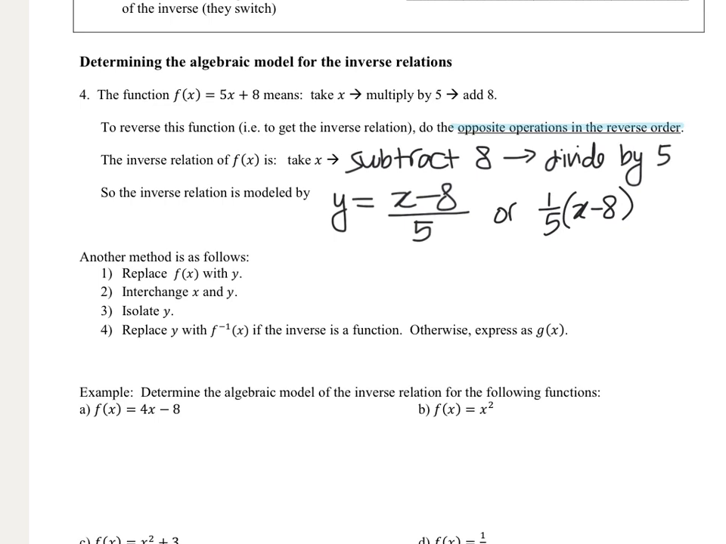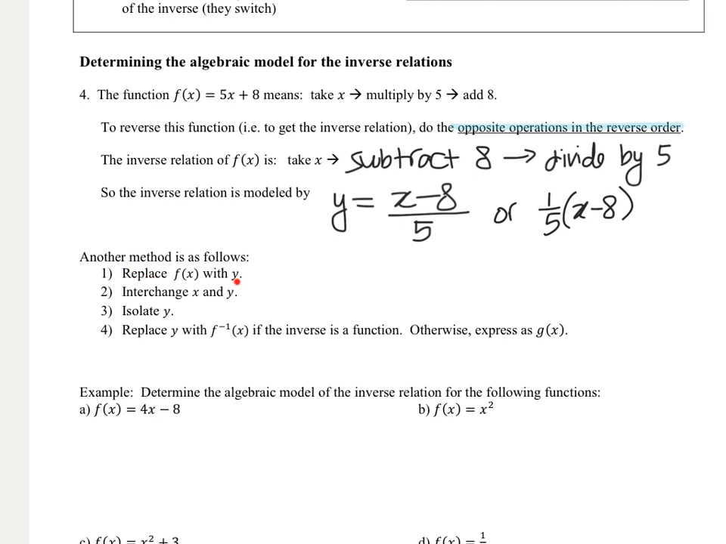Okay? So this process of doing the opposite operations in backwards order can take a long time, especially if you have more complex functions that you're supposed to be working with. So in order to do this algebraically, what you can do is follow these steps that we've outlined here.